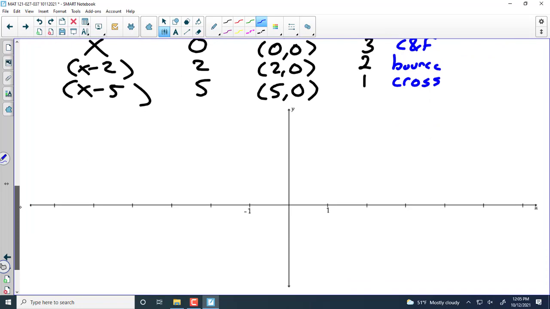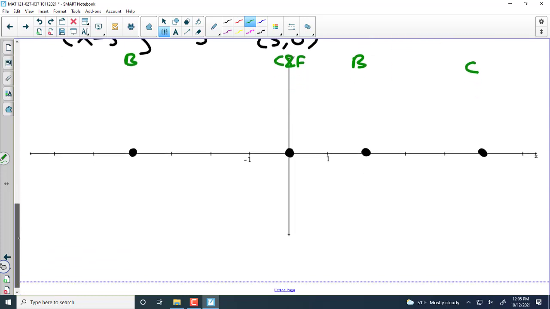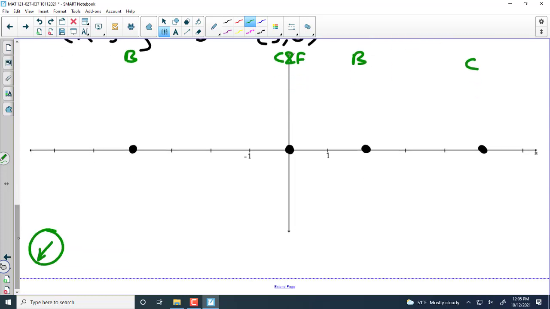So my x-intercepts, I'll label those first here. They're going to be negative 4, 0, 2, 3, 4, 5. I'm going to write little notes to myself that I'm going to bounce at this one. I'm going to cross and flatten at this one. I'm going to bounce at this one. I'm going to cross at that one. And I'm going to make another little note for myself that my end behavior is going to be down on both sides.